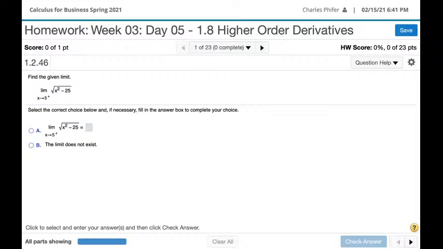Let me hop over here so we can see. Let me go ahead and at least make my header. This is week 3, day 5. Captain's log. This comes from section 1.8, higher order derivatives.